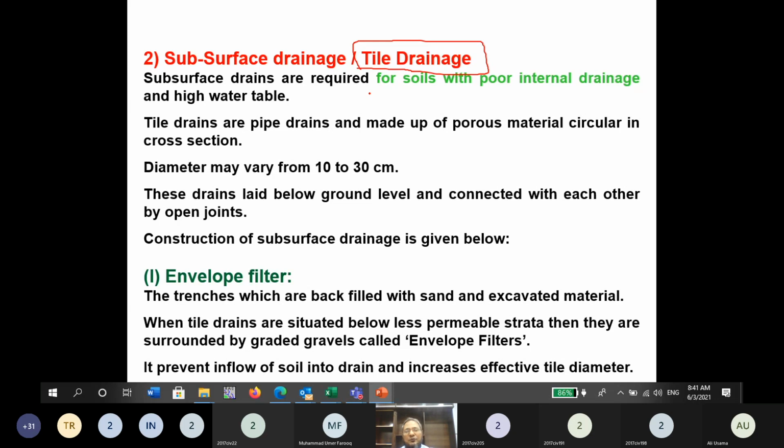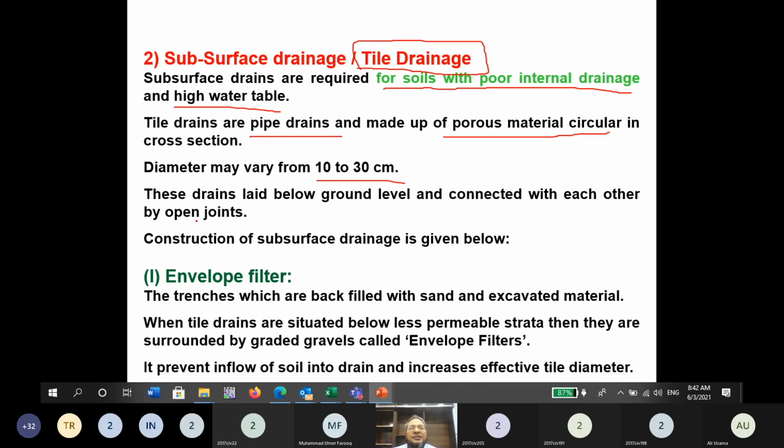From the lateral pipes, the water enters into the main pipe, the main tile drain, and then from the main tile drain it is discharged into the deep open drain. Okay, so what is the use of the subsurface drainage? Basically it is for soils with poor internal drainage, where permeability is very low, and where the water table has risen. There we can use subsurface drainage or tile drainage system. So tile drains are basically pipe drains, made up of porous material, or they have open joints. Diameter ranges from 10 to 30 centimeter. What does 10 centimeter mean? 4 inch to 12 inch, 1 foot.